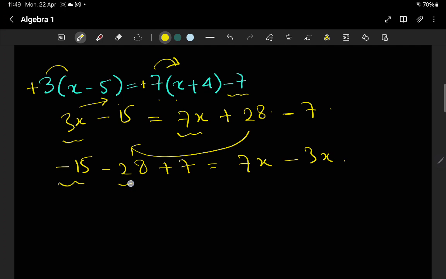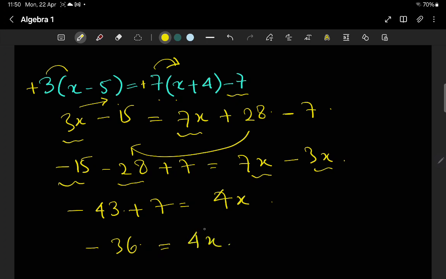So here we can see minus, minus, so 28 plus 15 is 43, plus 7 equals 7x minus 3x, which is 4x. Then 43 minus 7 is 36. Sign of the greater value, because 43 has the negative sign, we have 4x equals minus 36, and then 4 times 1, 4 times 9, so x equals minus 9. This is the answer.